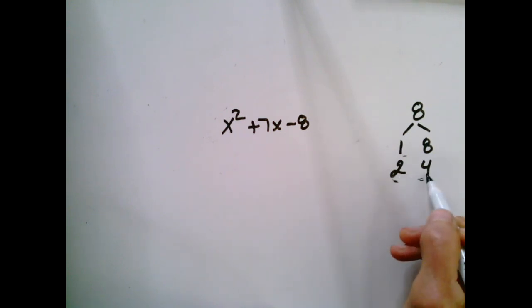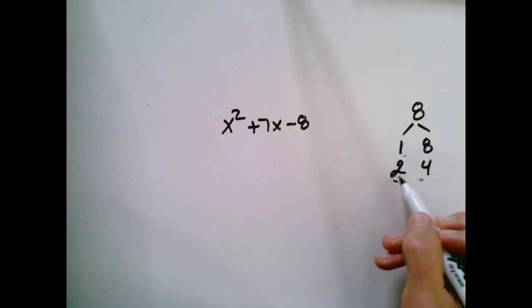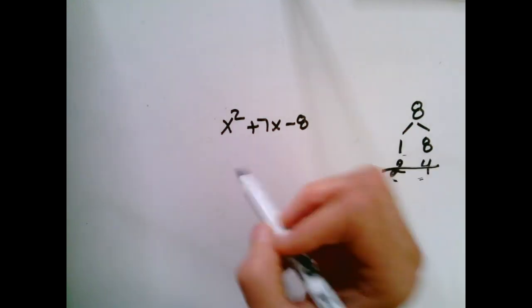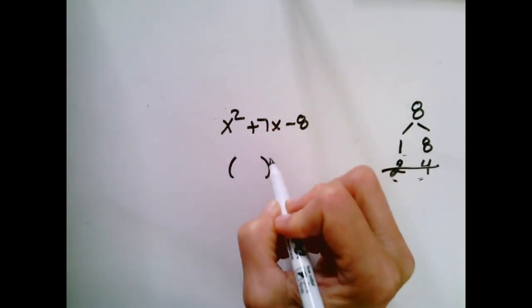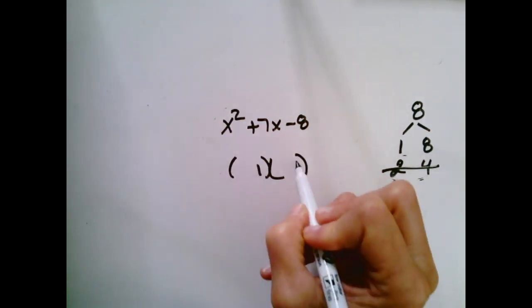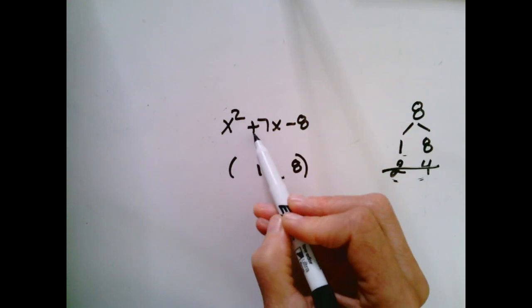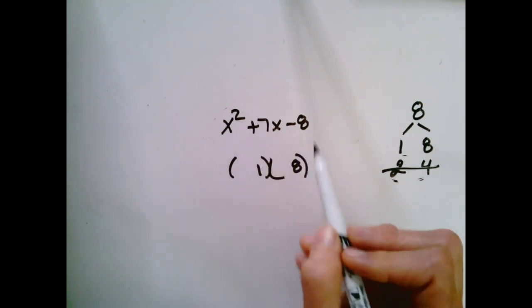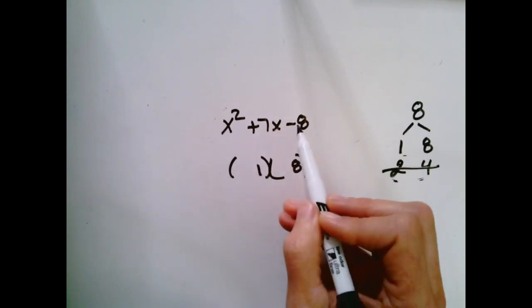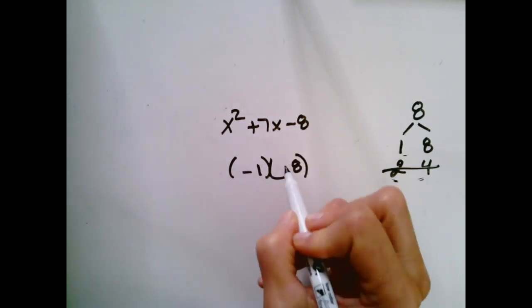2 plus 4 is 6. 2 minus 4 is 2, so that's definitely not it. So let's do my parentheses here for my binomials. I'm going to take my 1 and I'm going to take my 8. Now look at the signs. Here's a positive, here's a negative. So I know that a negative and a positive gets me a negative, so negative and a positive.